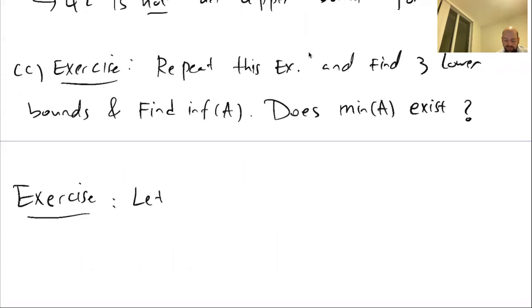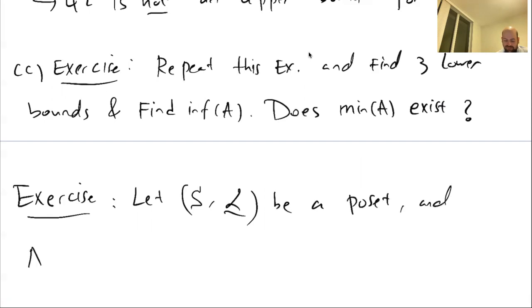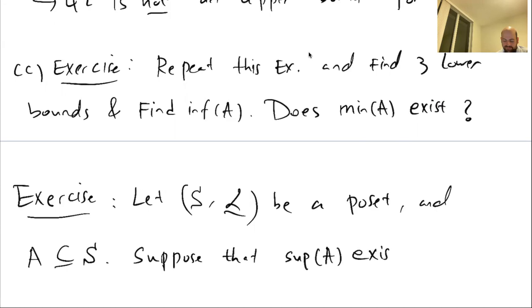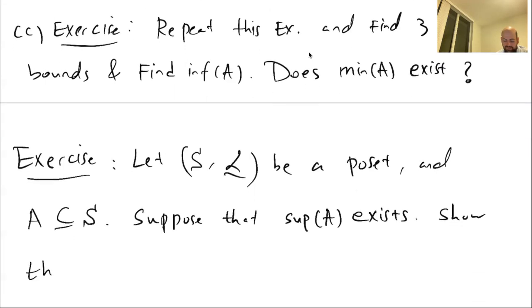Another exercise. Let S with the relation less than or equal be a poset, and A is a subset of S. Suppose that the supremum of A exists. Show that the supremum of A is unique.